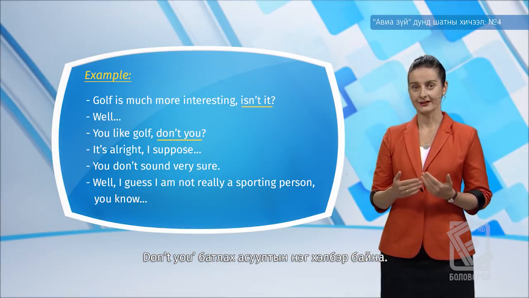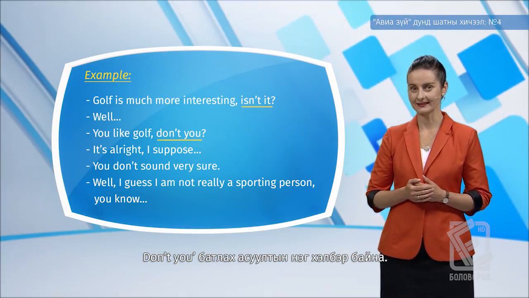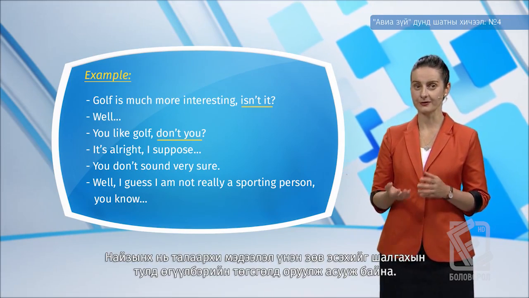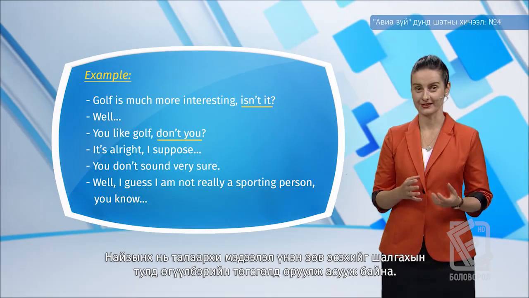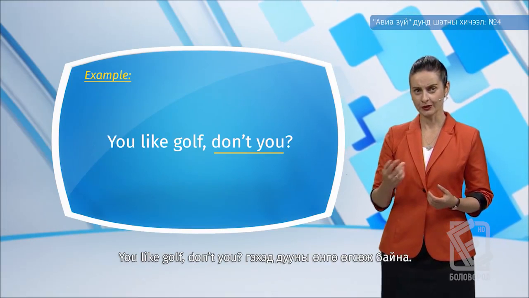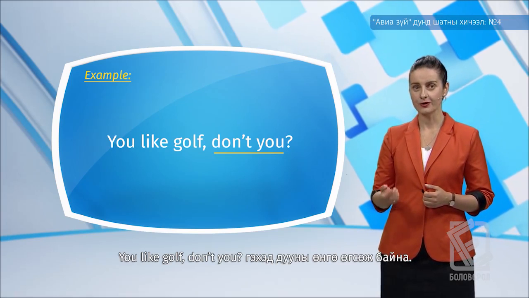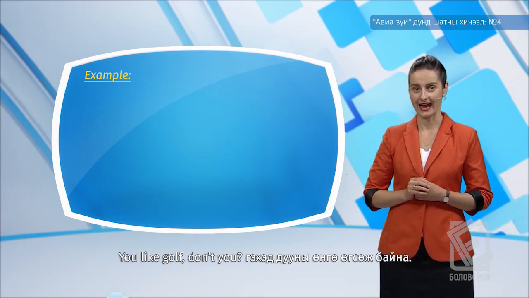Don't you is another question tag that is added to the sentence by the speaker to check if the information that he knows about his friend is correct. He told, "You know golf, don't you?" In this case, the tone of voice goes up at the question tag.